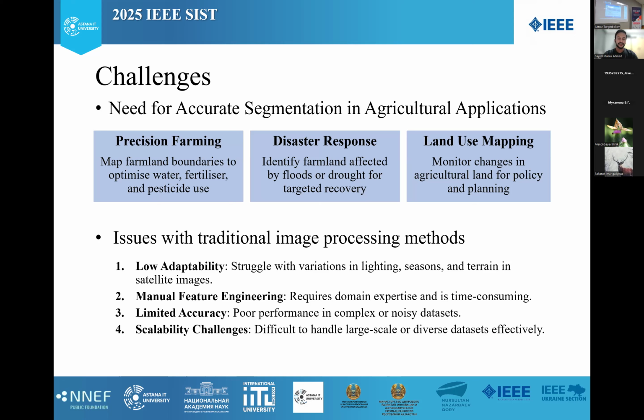And here are some issues with the traditional image processing methods. It has low adaptability. It struggles with variations in lighting, seasons, and terrain in satellite images. And also it requires domain expertise and is time consuming. And then poor performance in complex or noisy datasets, and it is difficult to handle large scale or diverse datasets effectively.